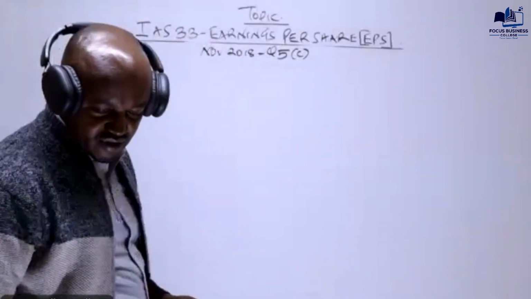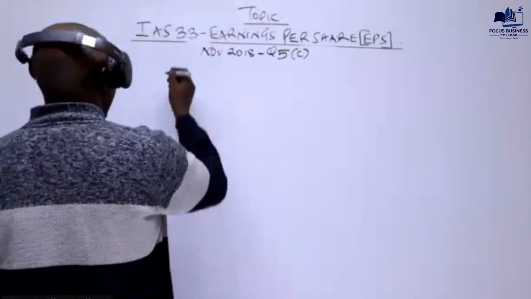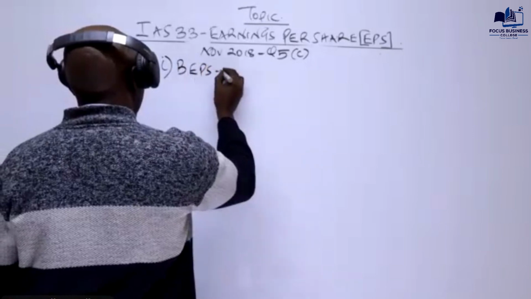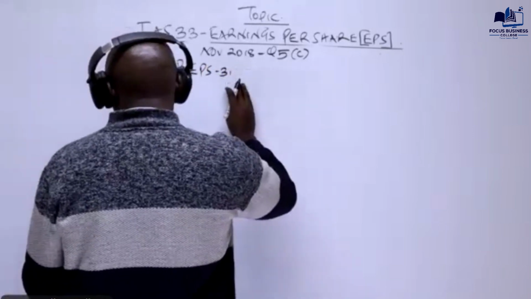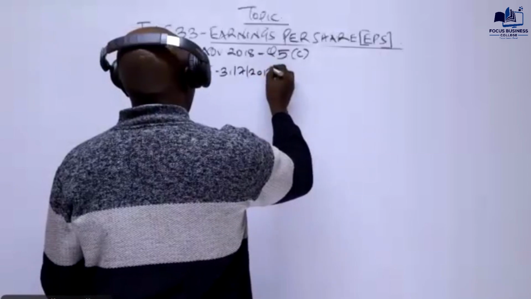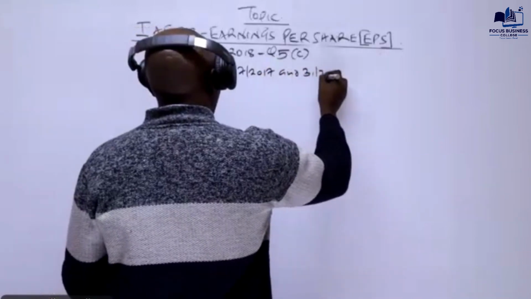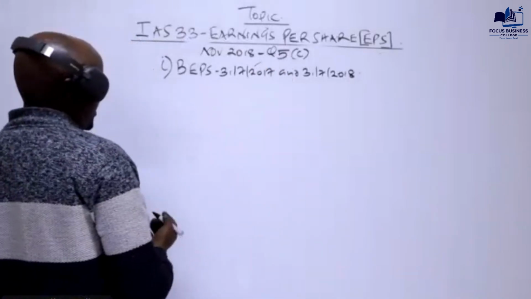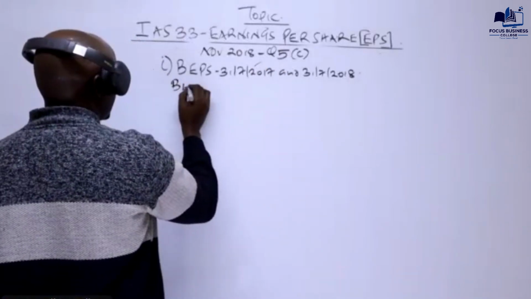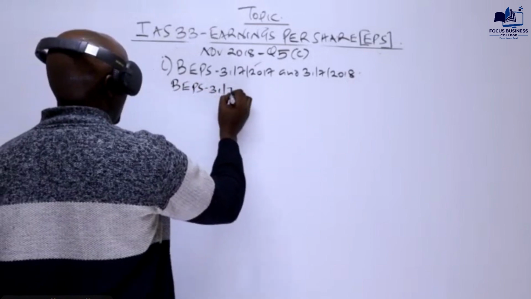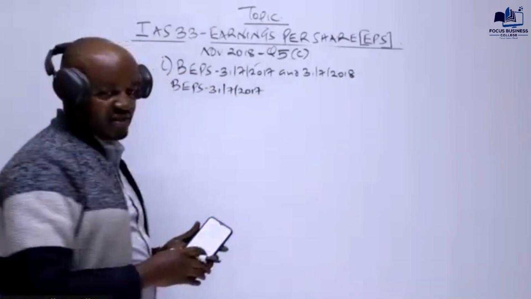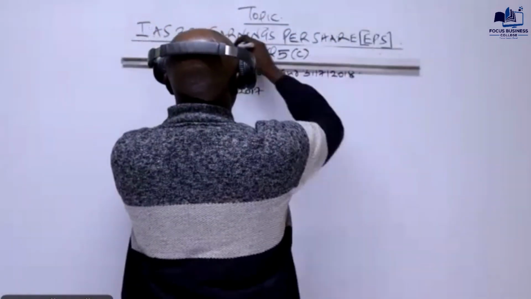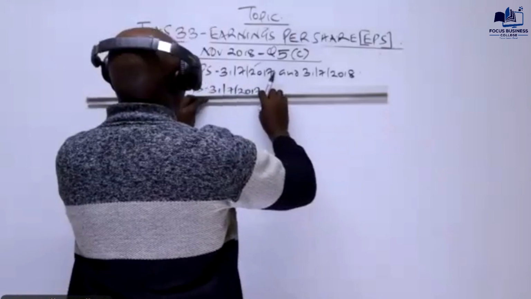So here we will start by computing the basic earnings per share, or basically in part A, Roman 1, sorry, we are required to compute the basic earnings per share for the year which ended 31st of July 2017 and 31st of July 2018. So in this case, I'm saying we will start by computing the basic earnings per share for 2017. And then from there, we will proceed and compute the basic earnings per share for 2018.